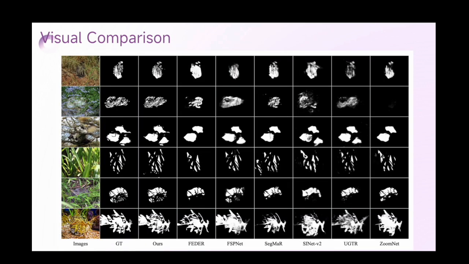Beyond the numbers, we believe the visual results are also very compelling. In these difficult cases, you can see that other methods struggle, producing fragmented or incomplete masks. In the last column, you can see that our model consistently produces segmentations that are more complete, with much cleaner and more accurate boundaries. This really highlights our model's robustness in the wild.